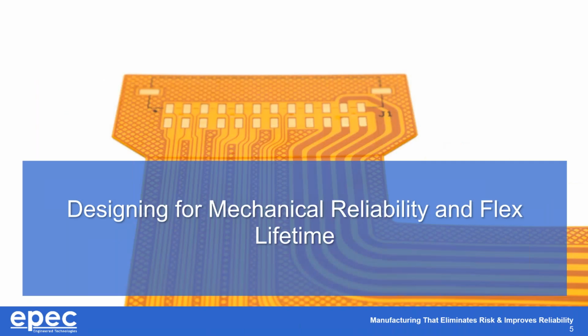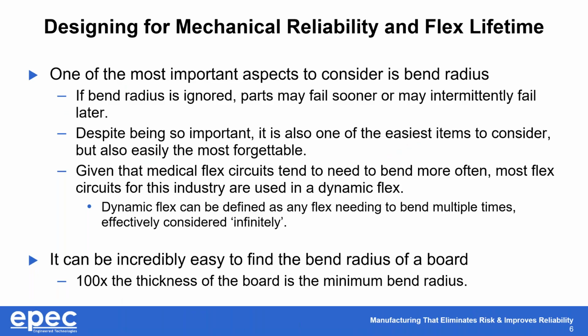So first, we're going to touch on mechanical reliability and the flex lifetime itself. The first thing to start with, and the most important thing I would say to consider for flex lifetime and for mechanical reliability, is the bend radius. The reason being is if it ends up being ignored, parts are going to fail, and it can be difficult, even producing tons of headaches, just trying to determine why a part failed when it may just be that the bend radius is being ignored and it is going past the limits of the design.